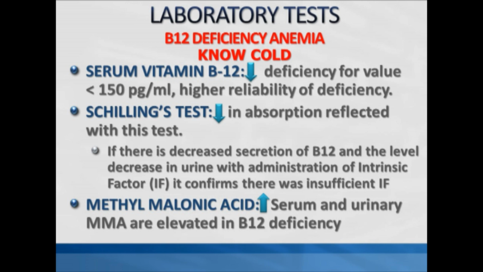Now, methylmalonic acid is another, of course, metabolite that's looked at, and it tends to go up in the serum and also in the urine in the cases of B12 deficiency. So I encourage students to read more about the Schilling's tests and the limitations of the Schilling tests, as well as the modified food Schilling tests, on page 255 of the second edition of the textbook.